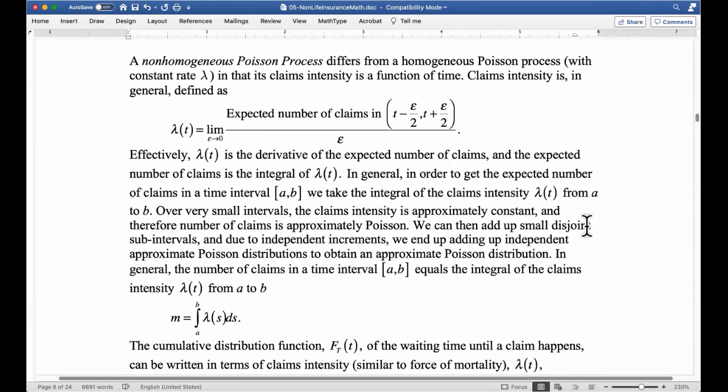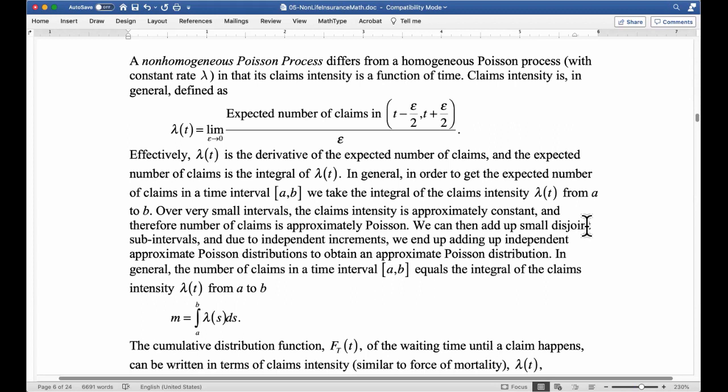A non-homogeneous Poisson process differs from a homogeneous Poisson process with constant rate lambda in that its claims intensity is a function of time. In other words, lambda is a function of time. Claims intensity is in general defined as lambda of t equal to the limit as epsilon goes to 0 of the expected number of claims in (t minus epsilon over 2, t plus epsilon over 2) divided by epsilon. Or effectively, lambda of t is the derivative of the expected number of claims, and the expected number of claims is the integral of lambda of t.